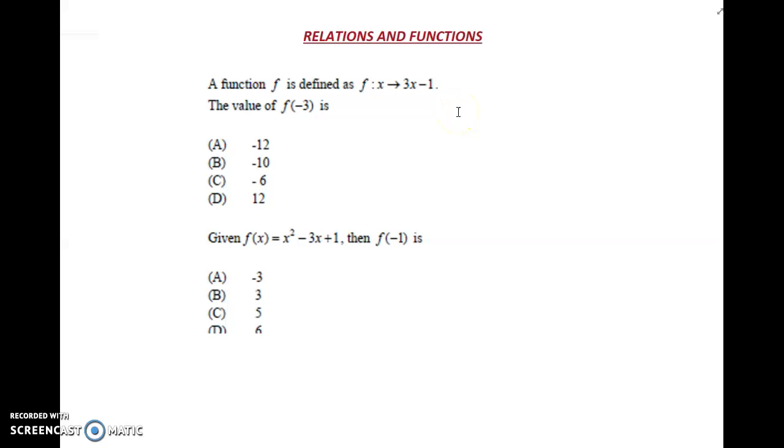Alright, by now you all should know what to do. Let's do the first one here. So this first one is f of x is equal to 3x minus 1. We want to find f of negative 3.